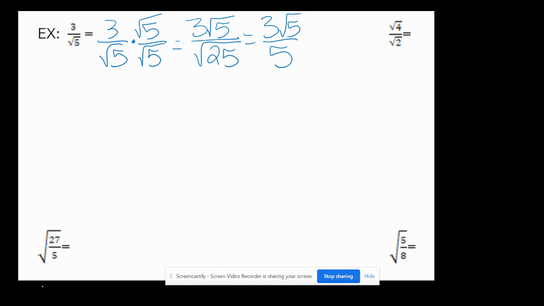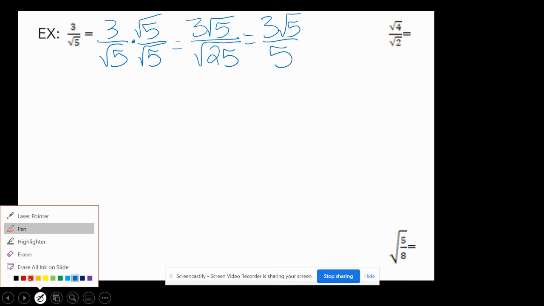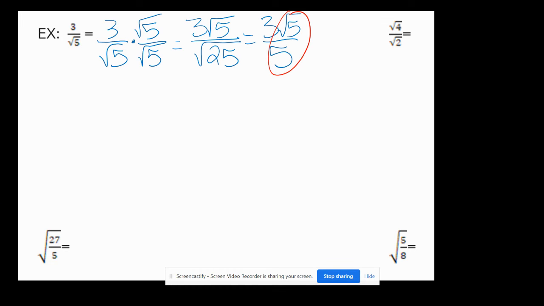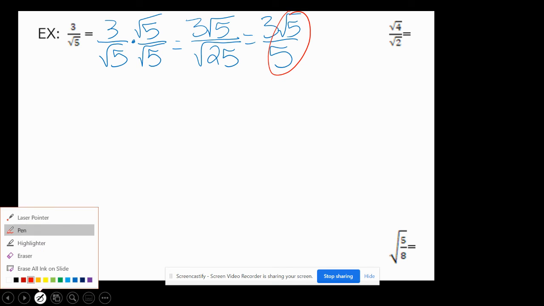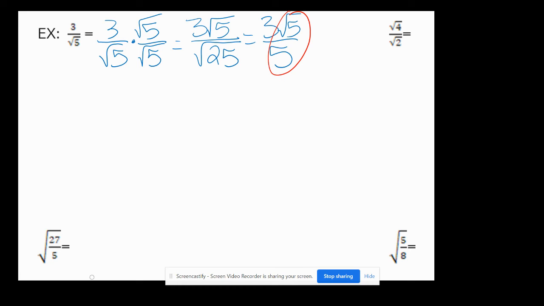Now, we cannot reduce these two. The square root of 5 and the regular 5 on the bottom are not the same thing. So there is no reducing for that. And that makes our final answer 3 square root of 5 over 5.